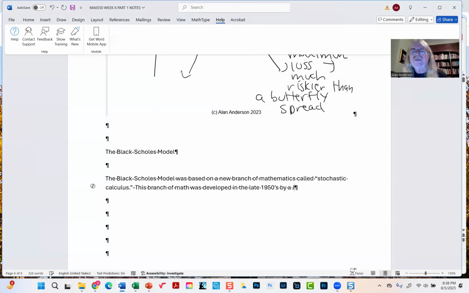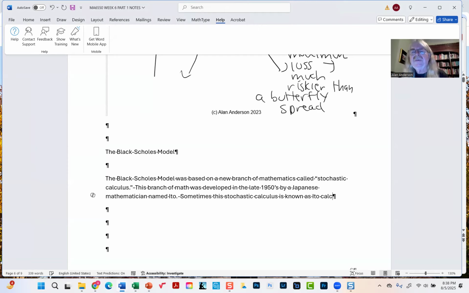The calculus was developed by a Japanese mathematician named Ito. I don't remember his first name. And so sometimes this stochastic calculus is known as Ito calculus. Bell's book, I think, refers to it as the Ito calculus.